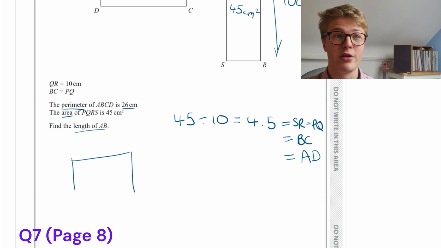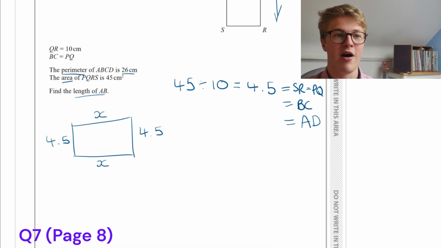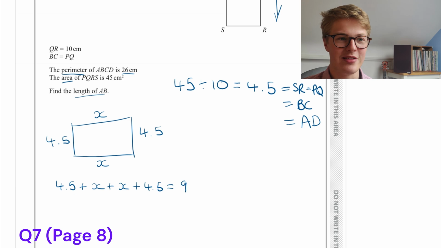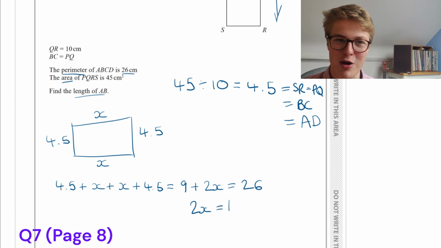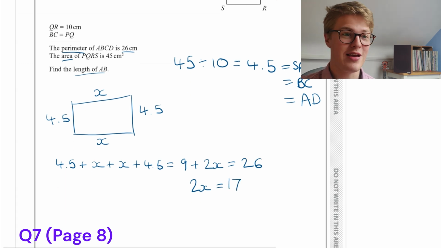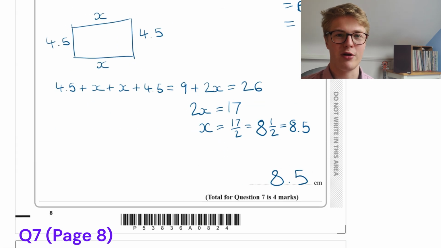Using 4.5, we can figure out the perimeter of ABCD using the perimeter we're given in the question and in terms of x. So 4.5 plus x plus 4.5 is going to be our perimeter for ABCD. This is the same as 9 plus 2x, which is equal to 26, because we're told 26 centimetres is the perimeter in the question. So 2x equals 17, therefore x equals 17 over 2, which is the same as 8.5, which is our final answer.